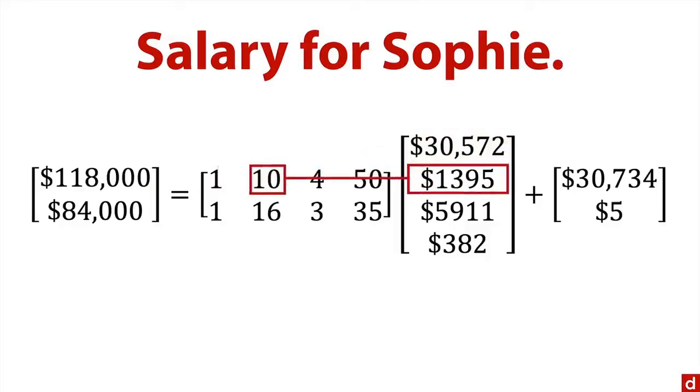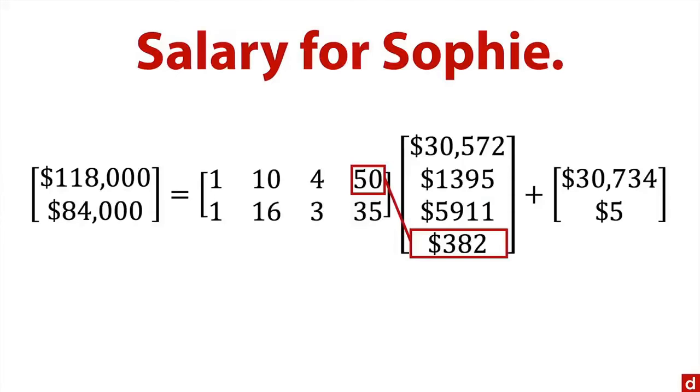And then we get this number 10, which actually has to do with years over 18. She's 28, so that's 10 years over 18. We multiply each year by 1395. Next is bargaining skill. She's got a 4 out of 5, and for each step up, you get $5,900. By the way, these are real coefficients from a survey of salary data of data scientists. And then finally, hours per week. For each hour, you get $382.